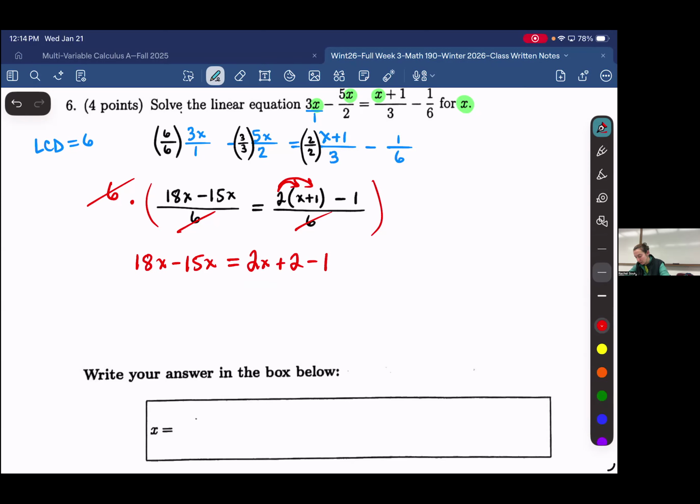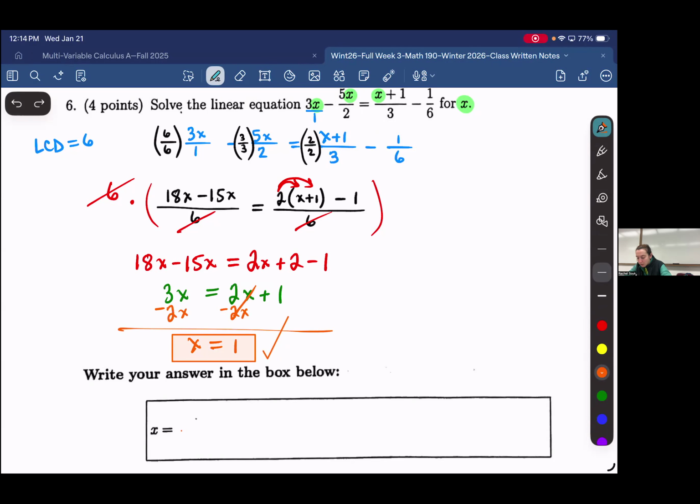What's 18x minus 15x? Yeah. What's 2 minus 1? 1. Let's subtract 2x from both sides. Continue to combine some like terms. Oh, and it works out so nicely. We get x is equal to 1. And we're done.